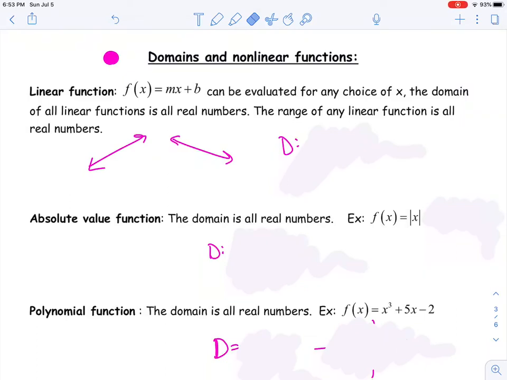Here's our third video from section 7.3, and we've already talked a little bit about domain and range from a previous section, but let's talk about it one more time, and let's determine the domain of different types of functions, whether they're linear or nonlinear.